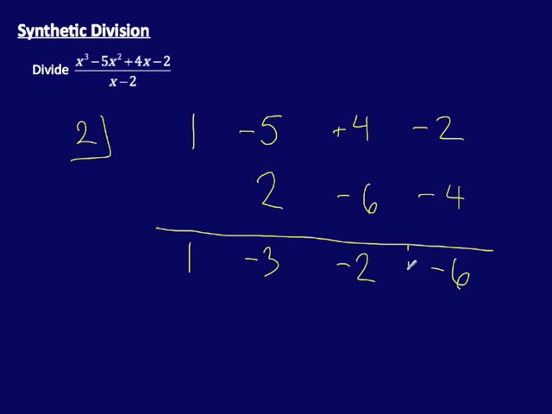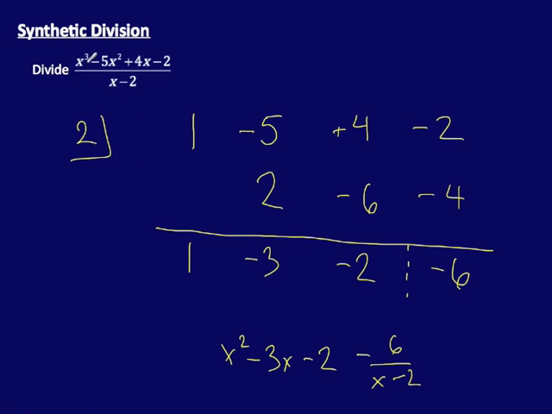Now, the last number is our remainder. Everything before it is our polynomial. So I'm going to build the polynomial backwards. I've got this negative 6 divided by x minus 2 is my remainder. Then I've got the polynomial, I've got negative 2 as a constant, minus 3x, and 1x squared.